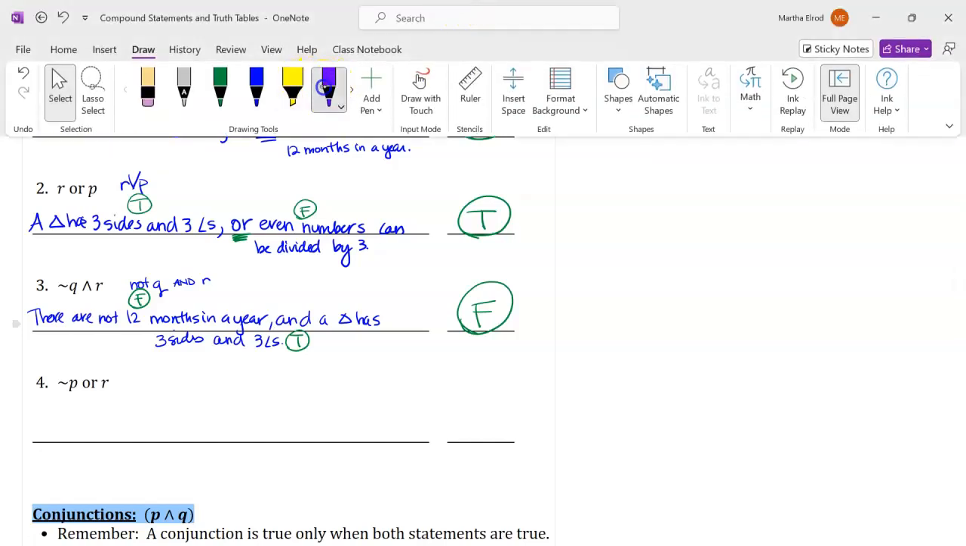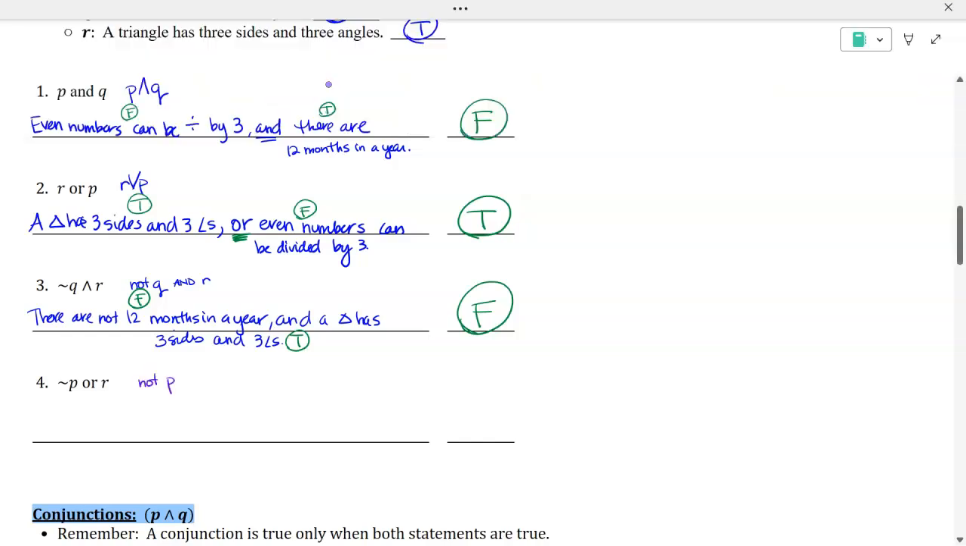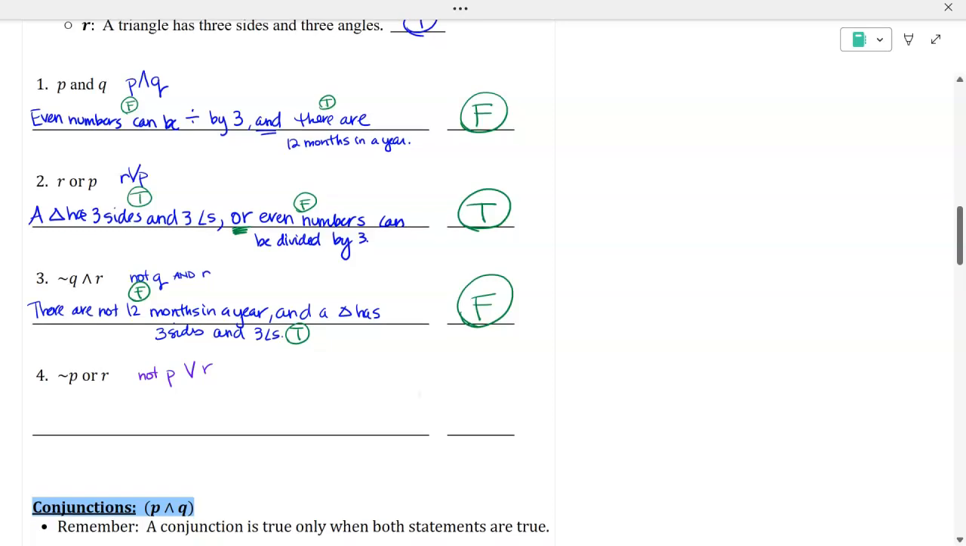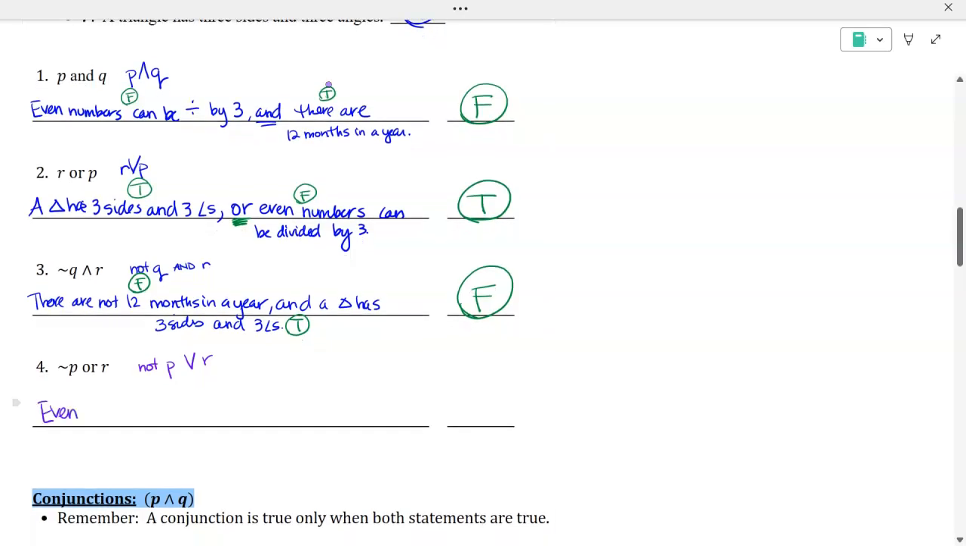Okay, so let's look at this last one down here. That little squiggle again means not. So we've got not P or R. So let's go through and write this. If it's not P, then what they're saying is even numbers are not divisible by 3, or a triangle has 3 sides and 3 angles.